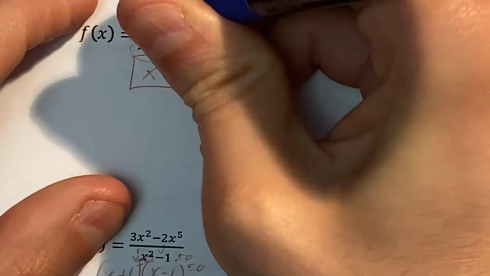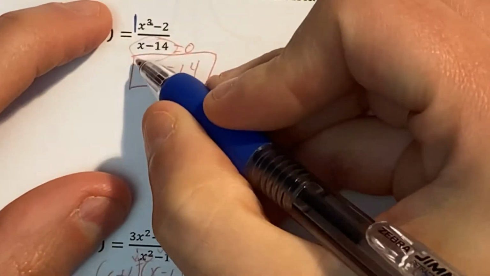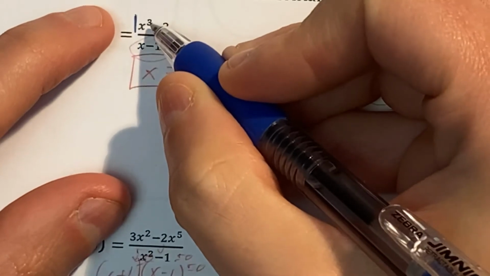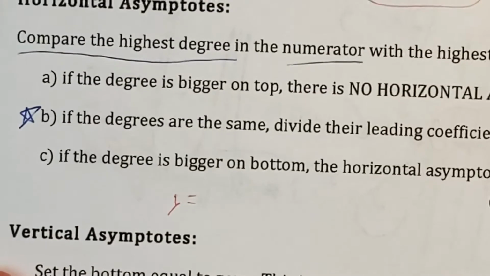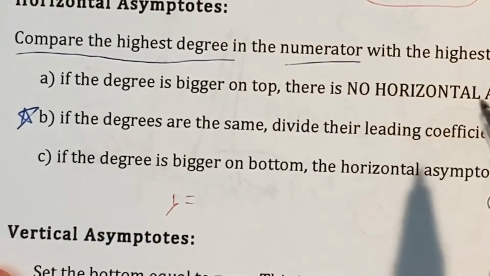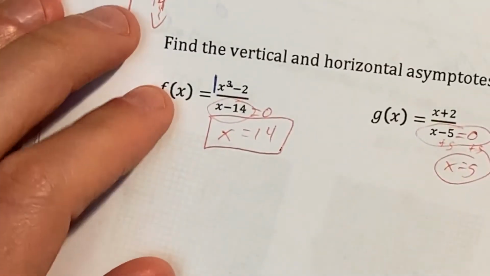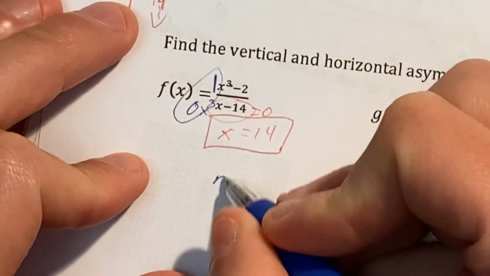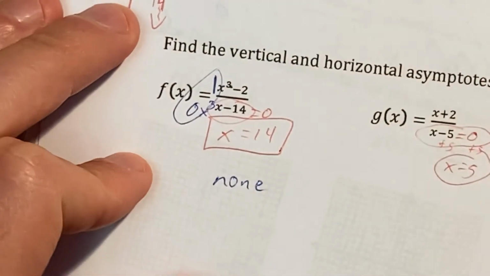X3, this is a 1x to the third. Here, there is no x to the third, so the degree is bigger on top. So if you look at this above, the degree is bigger on top, it's none. Or you can do that trick I said, it's like you have a 0x to the third, and 1 over 0 is none.